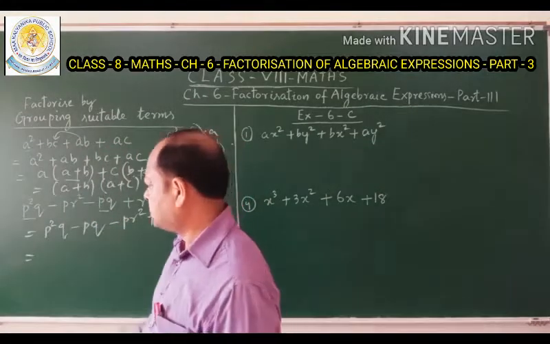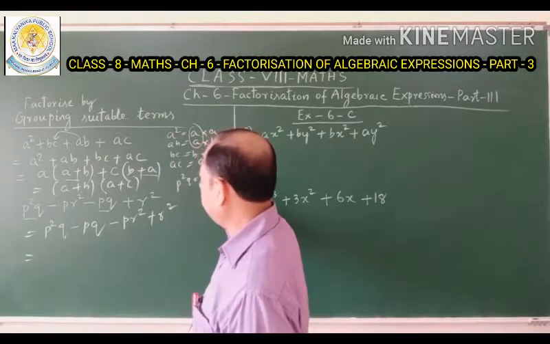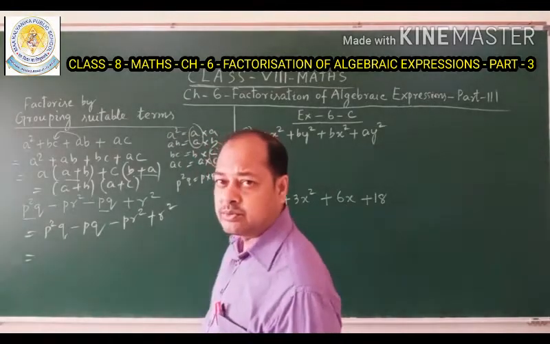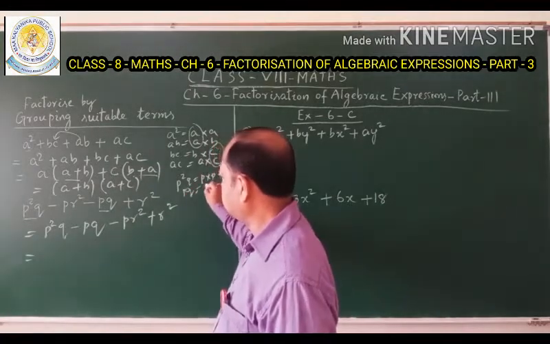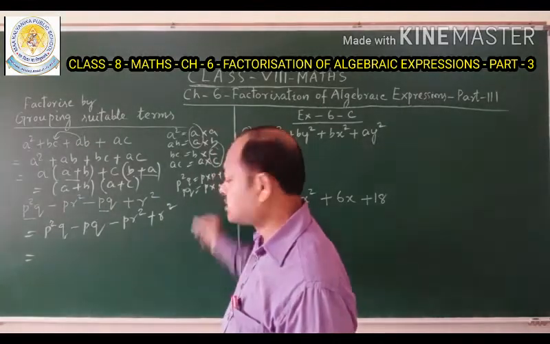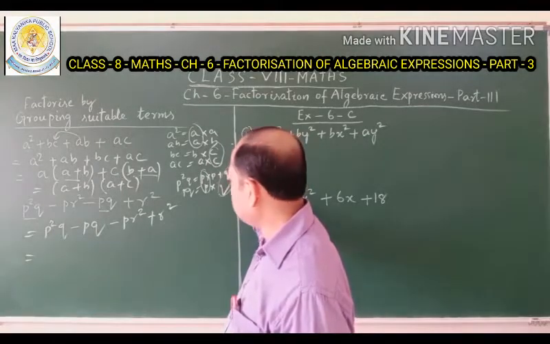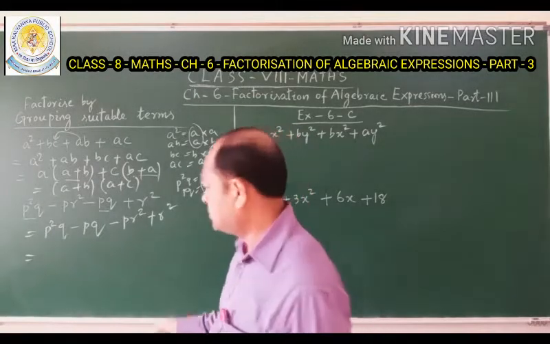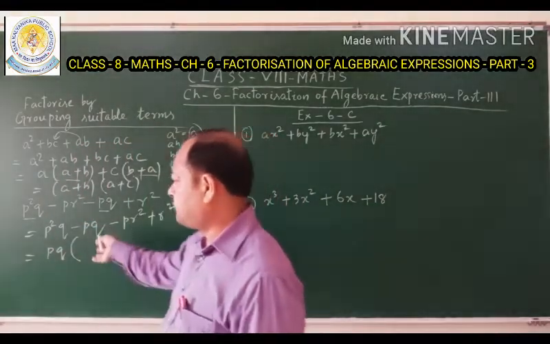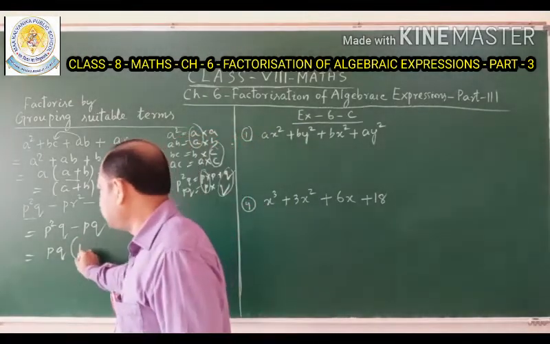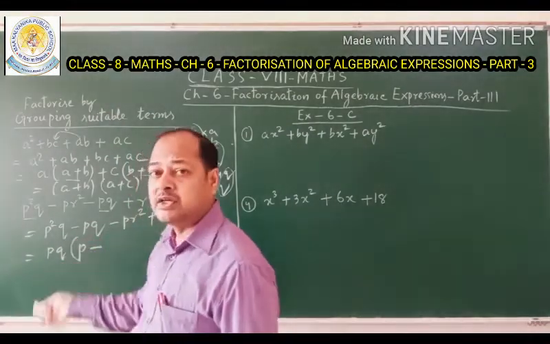From p square q and pq, what is common? Definitely pq, because p square q can be written as p into p into q, and pq can be written as p into q. So p is common in both cases and q is common in both cases, so pq is the common factor. If pq is common, p is left here, and minus 1 is left here, because 1 into pq is pq.